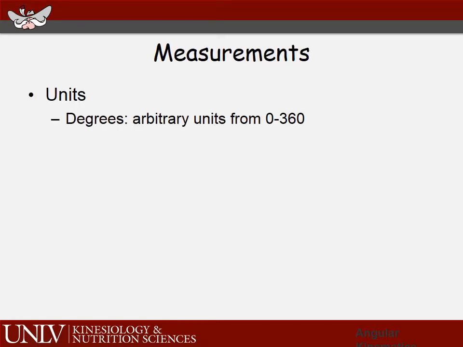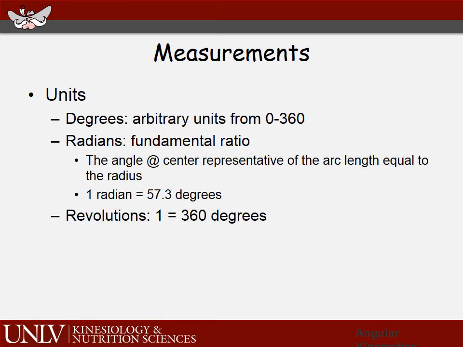So the units of measurement, they're basically three. We'll talk about degrees, radians, and revolutions. So degrees are basically just an arbitrary unit of 0 to 360. 360 is a full revolution, which is down there on the bottom. Revolutions you'll talk a lot about when you talk about cycling. Those are where the revolutions come in a lot. A revolution of the pedal, a revolution of the wheel.